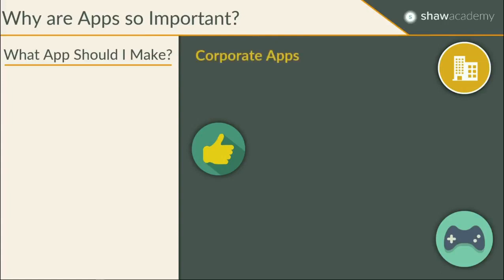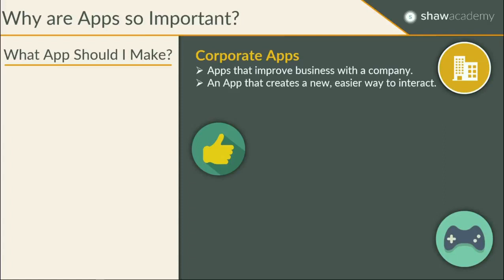So we do have corporate apps, and these are apps that improve business with a company, and also an app that creates a new, easier way to interact with that business. So that is one type of app out there. Now these are rough categories, guys. You can cut across them if you wish. You do not have to stick to these rigidly as you go on.